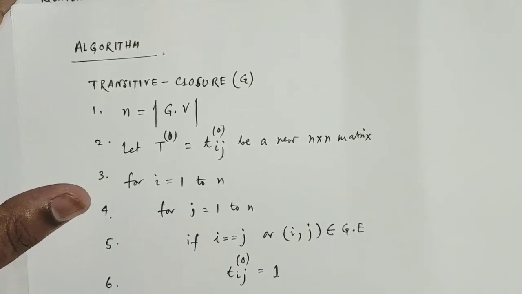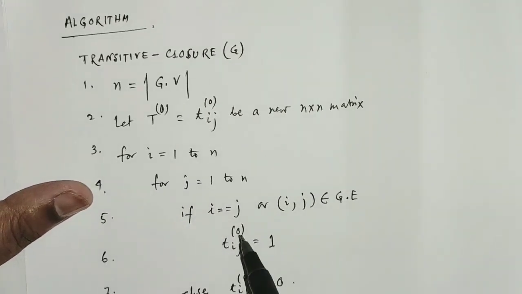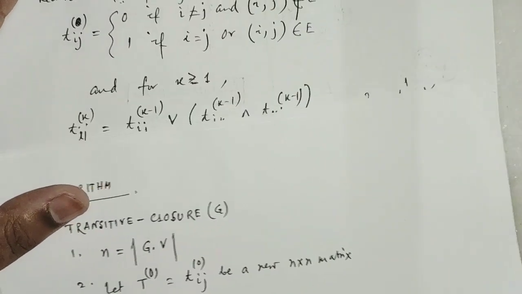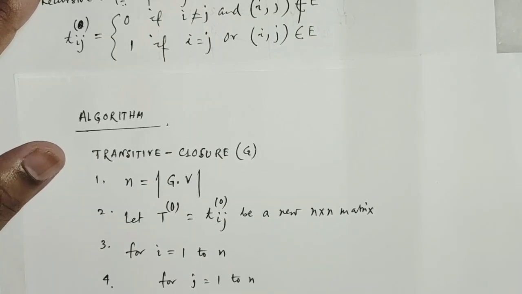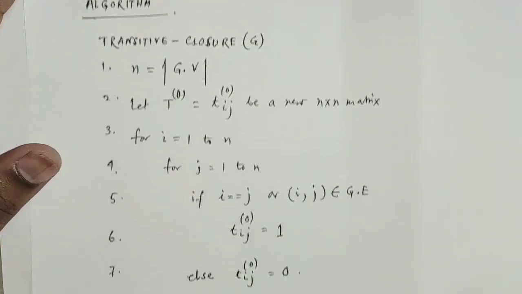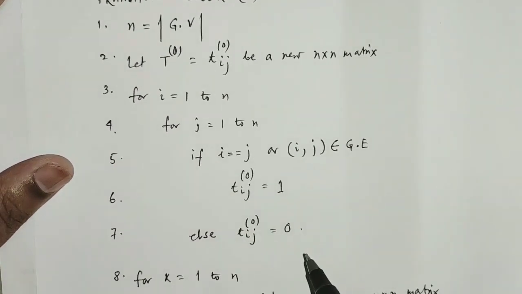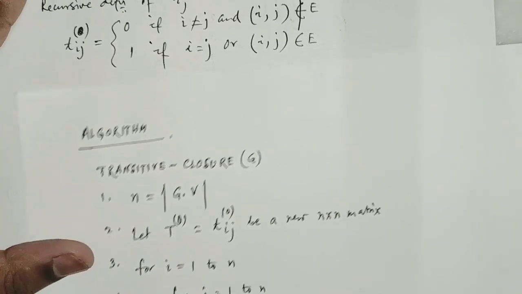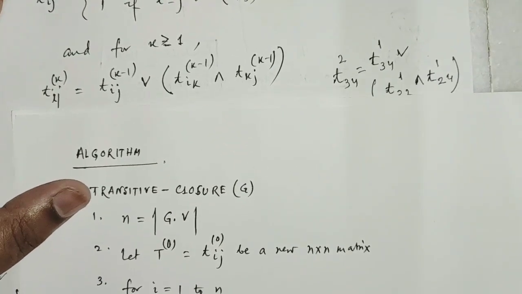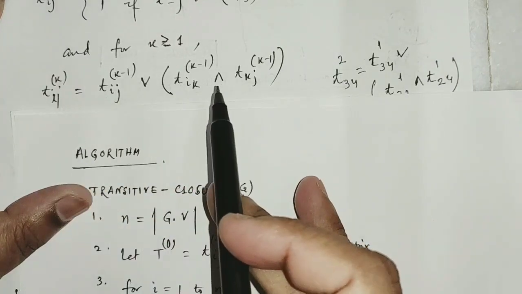Okay, fine. Then t of ij using 0, that means no intermediate vertex chosen, is equal to 1. So this is from the formula. Otherwise it is 0, else it is 0. Fine. The first part is over, T0 gone. The second one is very simple. You have to implement the formula.